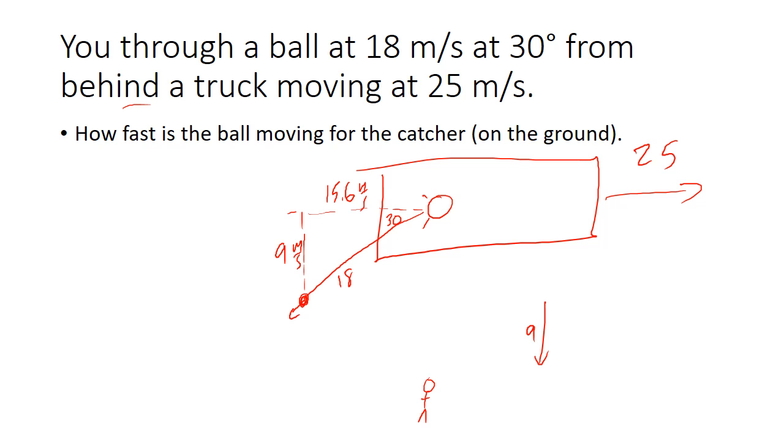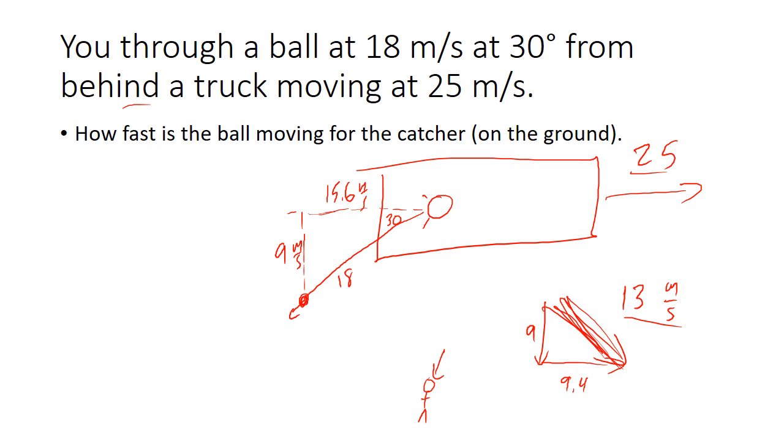Now the left and the right, we have a 25 and a 15.6. The 25 is going to be bigger than that, so it's going to be going this way. It's going to be going this way at 9.4 because we've got to subtract them. They're going opposite directions. Now we figure out our resultant vector by doing Pythagorean, which is going to be just about 13 meters per second. So that's how fast the ball will go in reference to the catcher here.